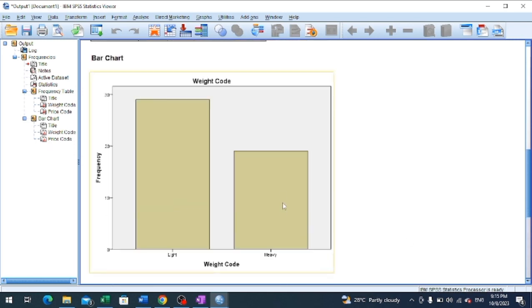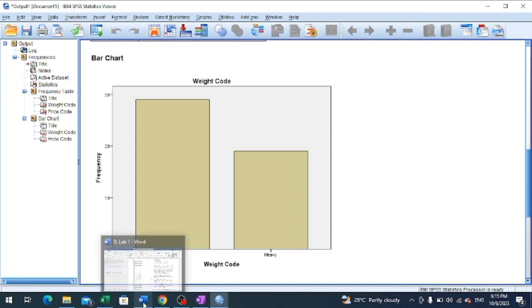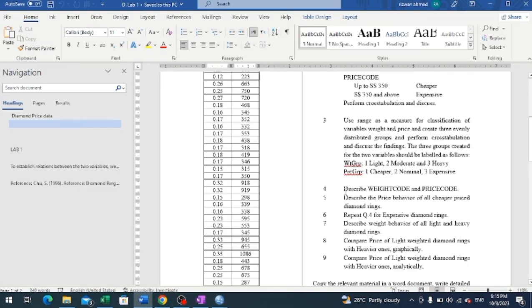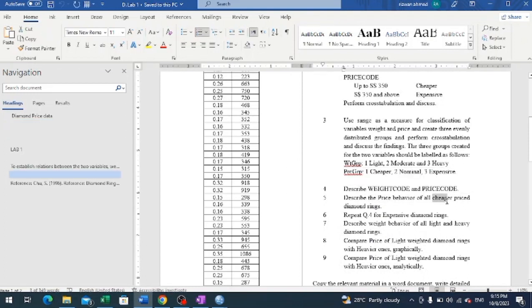This is how we do it. Now, moving to the next question of the task sheet, Lab 1 data file. We are asked in question number 5 to describe the price behavior of all cheaper price diamond rings. So we need to consider the specification given for these two variables. Cheaper and expensive price diamonds are created in the price code variable, and we would like to see the price behavior as per the requirement of the question.